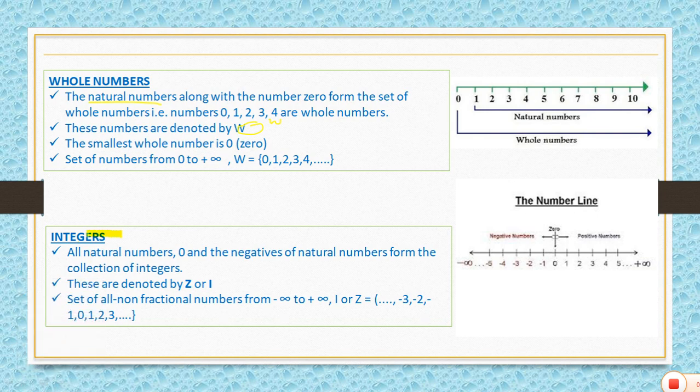Coming towards integers, what are integers? Integers are all the natural numbers, 0 and the negative numbers. You already know this. Natural numbers are positive numbers. So all the positive numbers along with the number 0 and negative numbers are known as integers. They are denoted by Z.